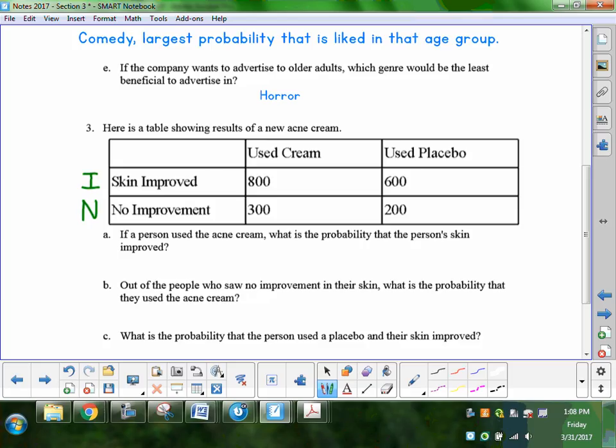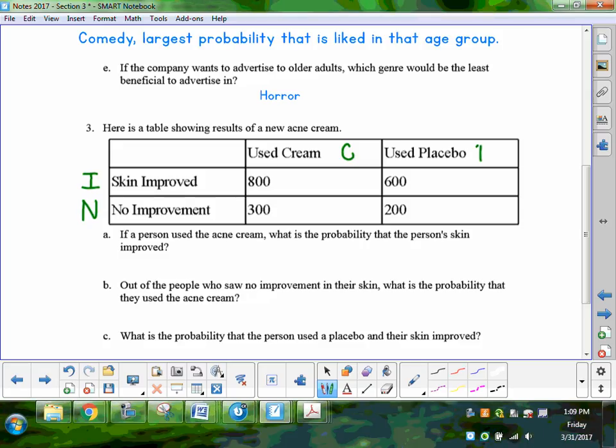This right here going down, how many people used cream total? How many used the placebo? Take a look at what these are going to be, and yes, you have to do some reading to figure out what your setup is going to be. If a person used the cream, what's the probability that that person's skin improved? So, this is conditional. It's going to be what, then what when we do our setup.